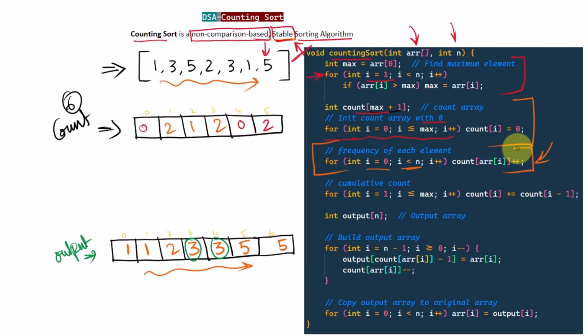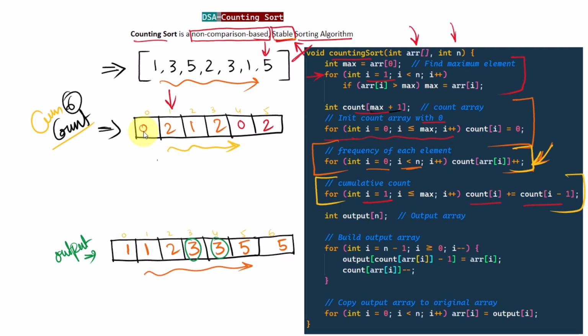After the end of this loop, you can see we have the count array which contains the frequency of each element. Now we have to find the cumulative count of all the elements. So we have to modify the count array. That means we're gonna run one loop from the second index position, and in each iteration we're gonna add the count with the previous count value.